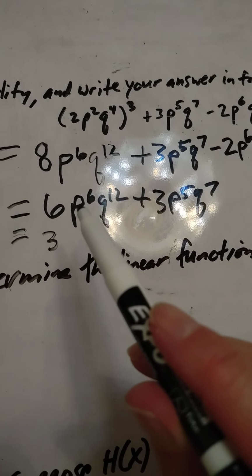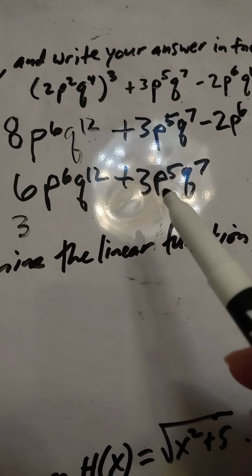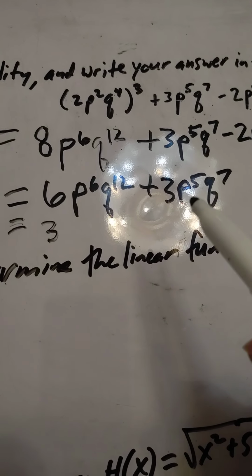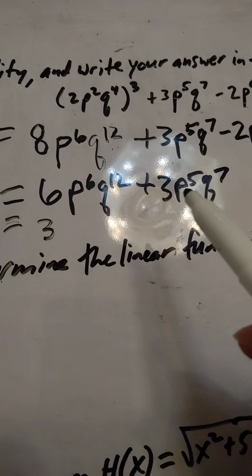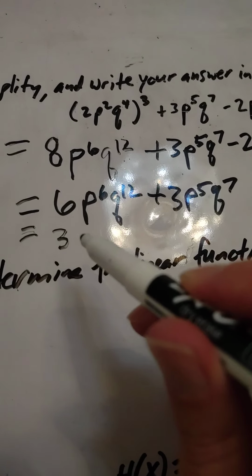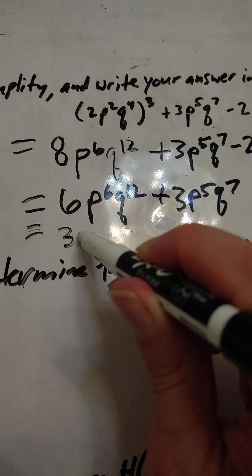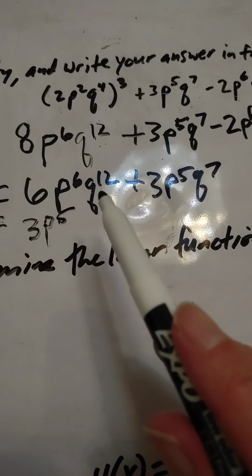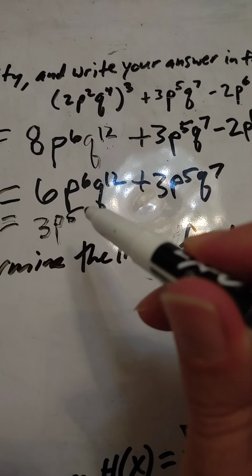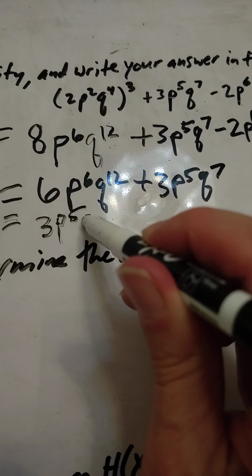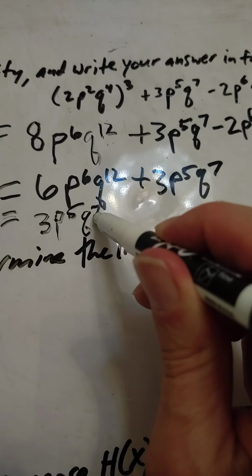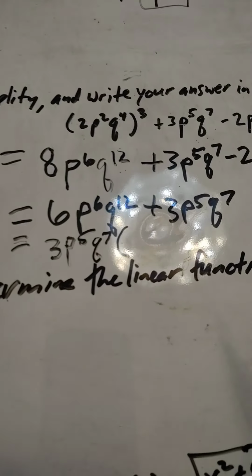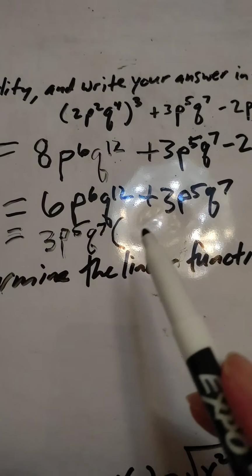And then I see here I have a p to the sixth. Here I have a p to the fifth. So the GCF is p to the fifth. You pick the lower exponent because p to the fifth goes in both p to the fifth and p to the sixth. So I'm going to write p to the fifth, pull that out. That's part of my GCF. And then I got q to the 12th and q to the 7th. So the GCF, I'm going to pull out q to the 7th, the lower exponent. So that's one factor.